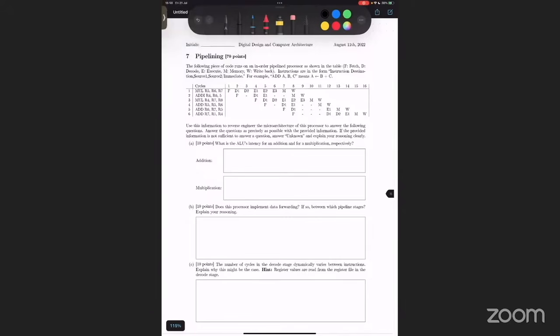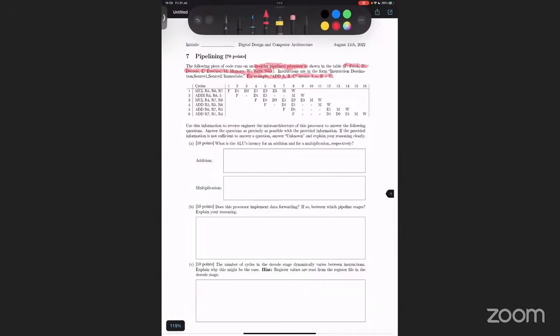So we are given an in-order pipeline processor that has 5 stages in the pipeline, and we have the instruction format like this, where we have the destination first and the 2 operands that follow. So the first question is, what's the ALU's latency for the addition and multiplication command?